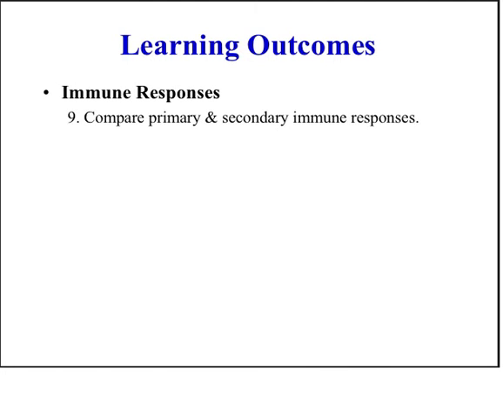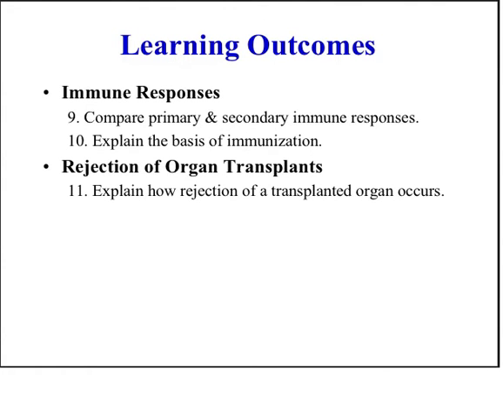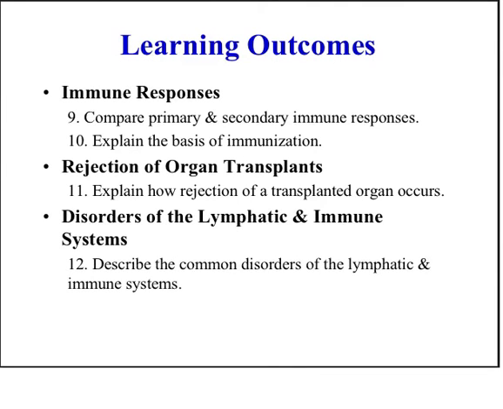We'll compare primary and secondary immune responses and talk about what immunizations are and what they accomplish. We'll talk about how the immune system is involved with the rejection of transplanted organs and tissues. And then finally, we'll touch on some lymphatic and immune disorders.